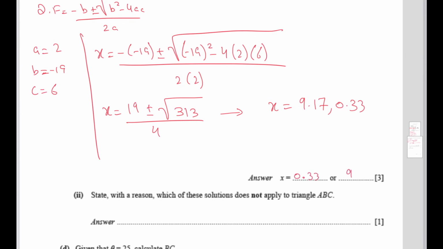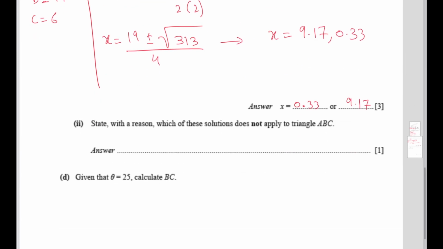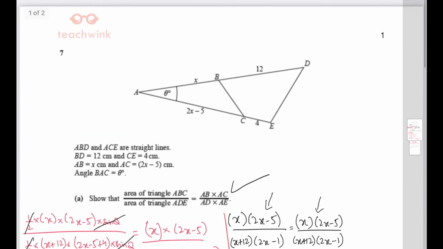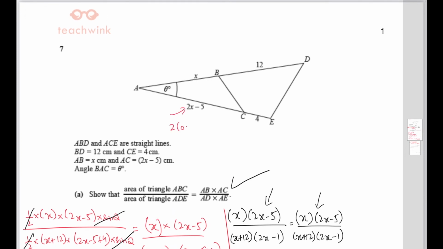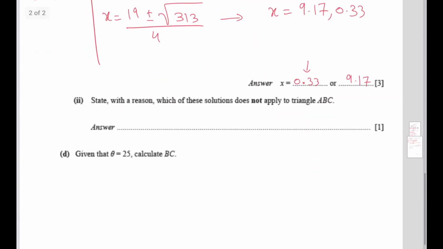So you write the values over here, 0.33 and 9.17. The next part says, state with a reason which of these solutions does not apply to triangle ABC. Of course, 0.33 is too small, because if we plug this in place of x and you multiply 2 by 0.33 and then subtract, the answer would be a negative number, and you can't have a negative length. So 0.33 is the value that you cannot use because it is too small to use in the triangle.